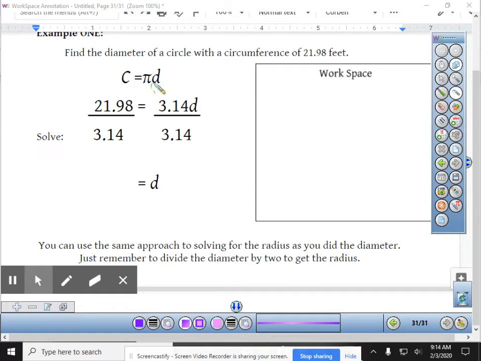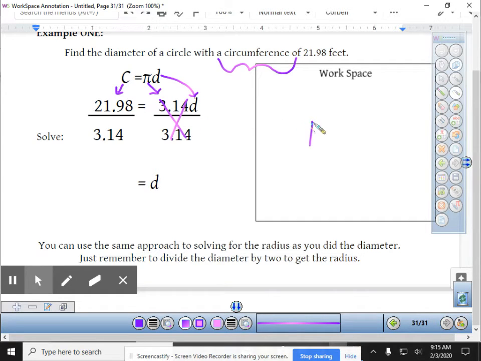So here is the formula that I wrote, right? And this time, what do they give me? The circumference. So where did I write that down? Under the circumference, right? And then pi is, we use what? 3.14, and then I just kept the d, because that's what I'm solving for, right? And then what did I do here? What does this mean? Divide by 3.14 on both sides. Why did I divide by 3.14? Because it's next to the variable, right? So then that's when you have to actually divide it out.